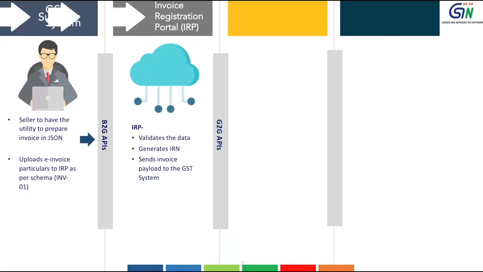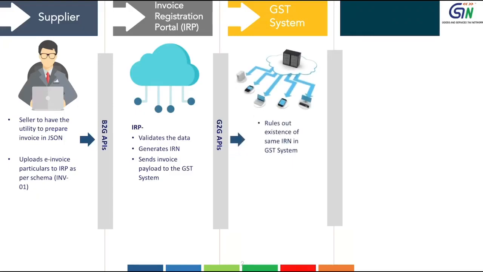Through APIs, the invoice data reaches the GST system. The GST system saves the invoice data and rules out the existence of the same IRN in the GST system, which we call the deduplication check, and confirms the same to IRP.